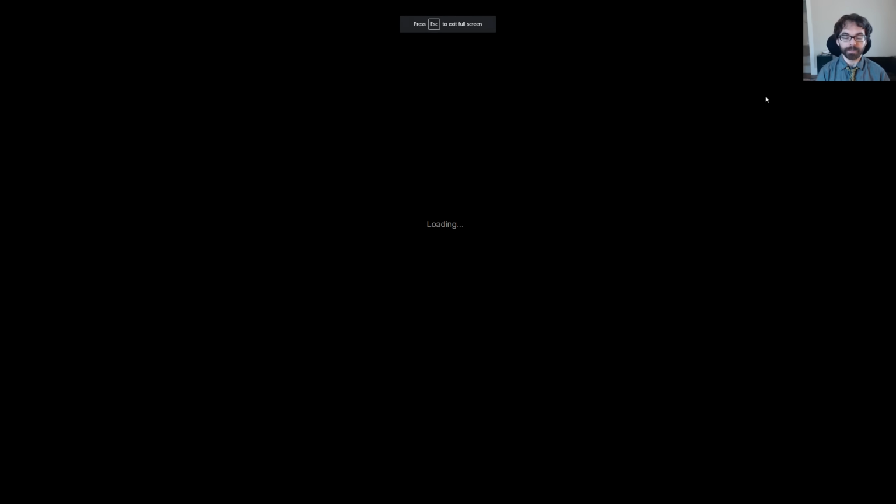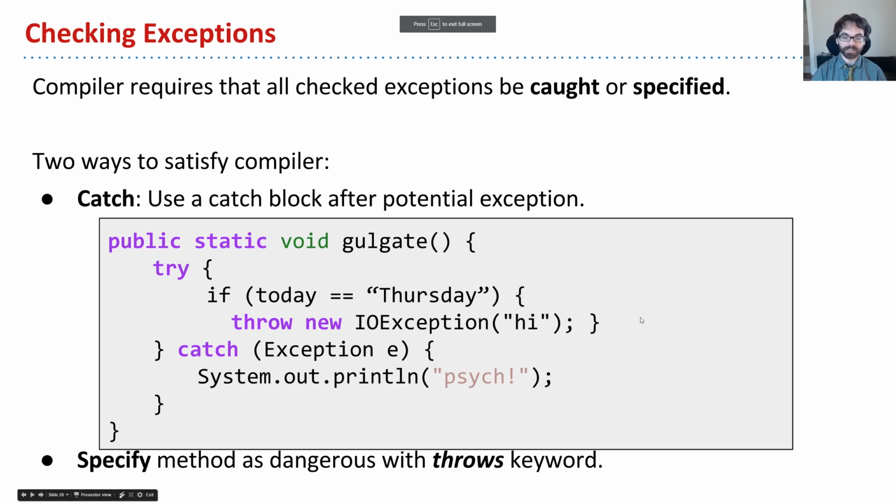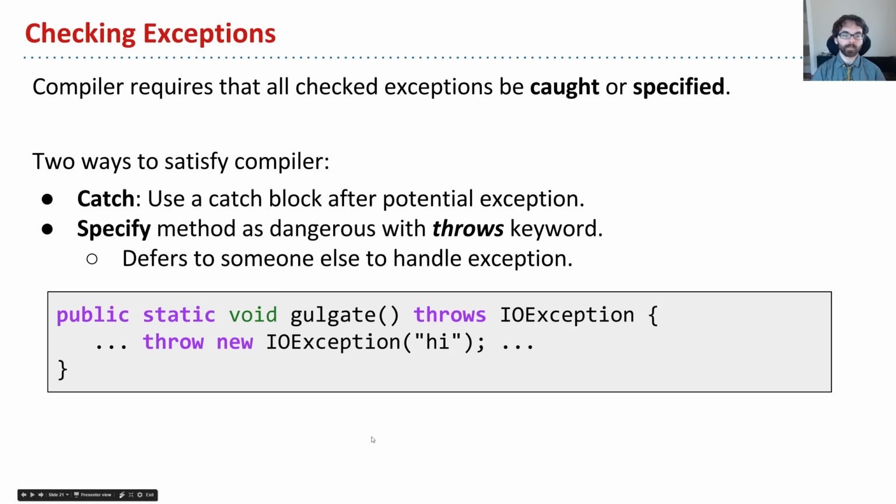Now, the alternate possibility, other than catching, is to do something known as specifying. So what is specifying? Well, to do that, we simply take our method and we mark it with an extra new keyword we've never used before called throws. And this means I might, by the way, throw an IO exception. So it's a declaration to the world that Goalgate has the property that it might throw IO exception. It doesn't always, it just has to be Thursday, but it may.